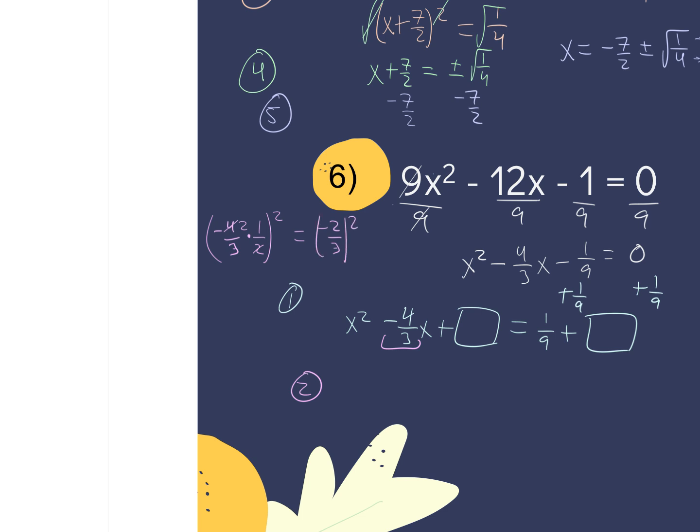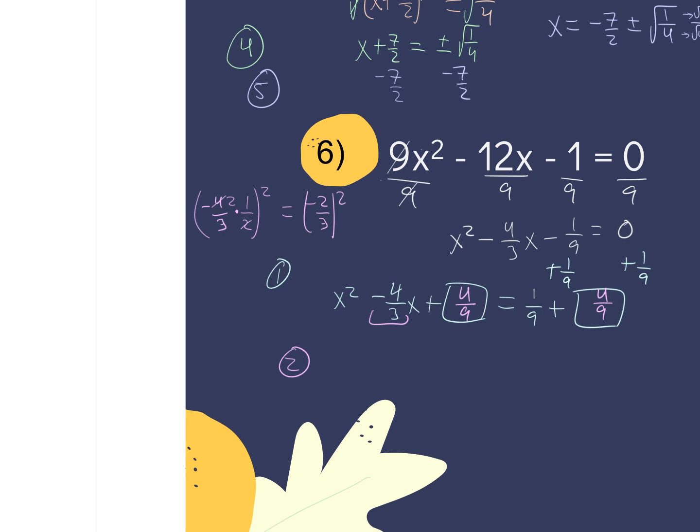squared. And then square the top, square the bottom, we should get 4 over 9 on both sides. So let's add 4 over 9 on both sides. Then our second step becomes x squared minus 4 over 3x plus 4 over 9 equals 1 over 9 plus 4 over 9, which is going to get you 5 over 9.